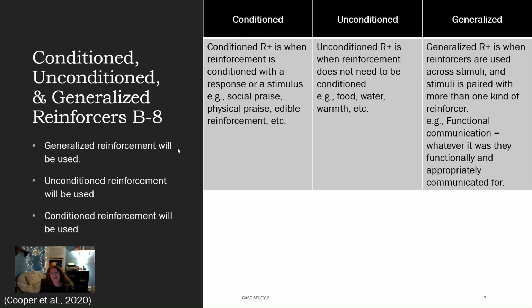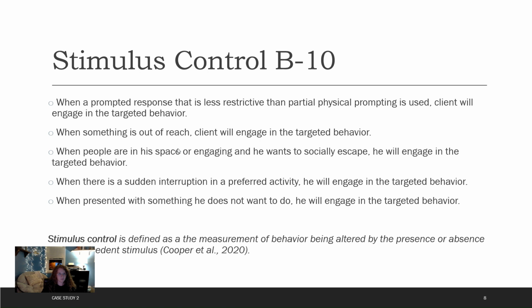Unconditioned reinforcement is when reinforcement does not need to be conditioned, which is the food, snacks, milk. We can offer him something if he's not totally interested or functionally communicating. We can every so often during his DRA say, hey, you want a snack? Offer him a snack. You want a Reese's? That's his main go-to.